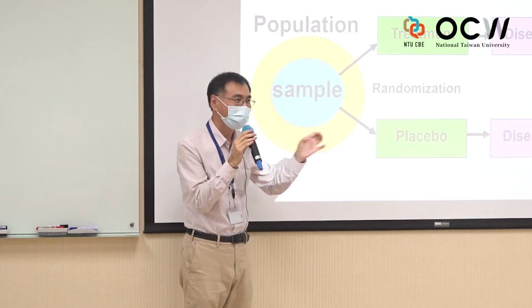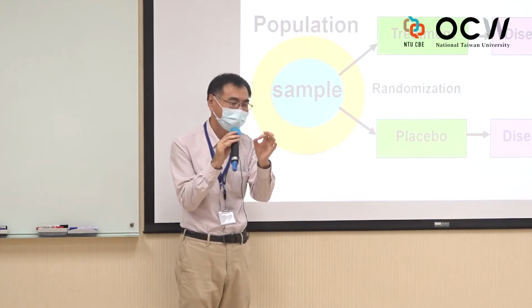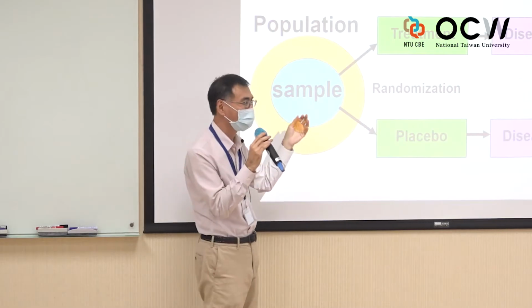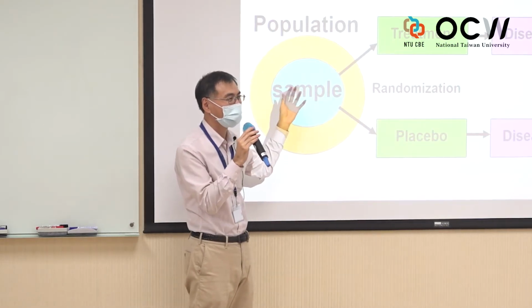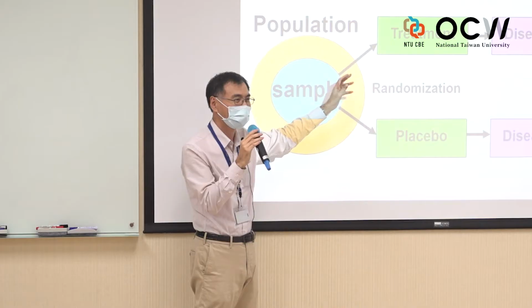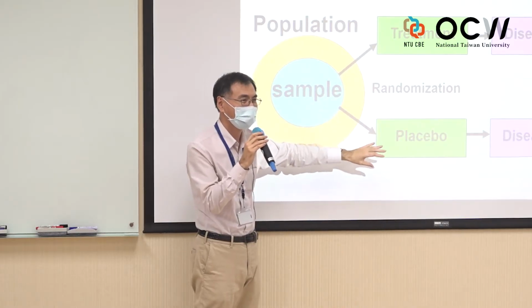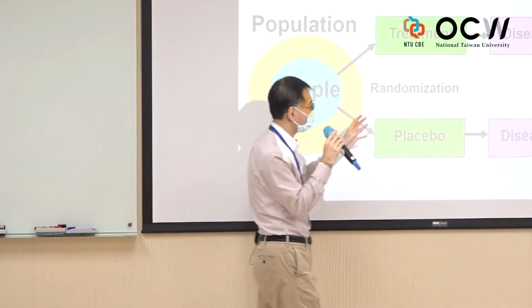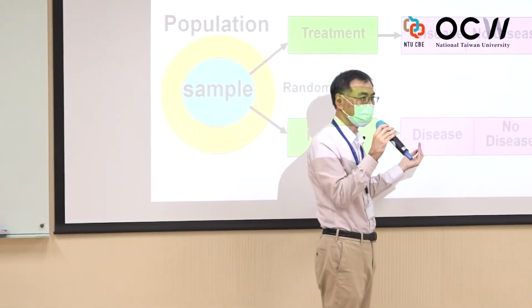Or we give them something that looks exactly the same, tastes exactly the same, and is exactly the same in size and shape, to make it very difficult for the subject to discriminate the differences. That's the so-called placebo. It's not doing nothing. Okay. So then we follow up for a period of time, which is relatively short.